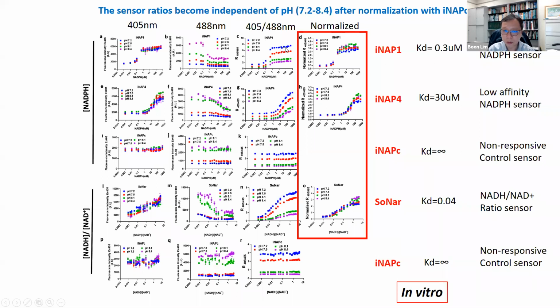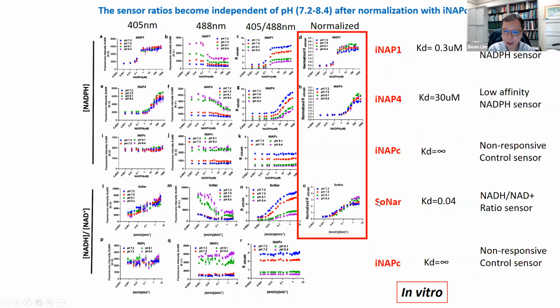So this is no good, because when there are changes, there could be changes in NADPH level or change in pH. So in order to solve this problem, we have also introduced a non-responsive control sensor called iNap-C. And then if we use iNap-C to carry out normalization, then we can see that both sensors, okay, this is the normalized ratio between 405 and 488. And then this becomes not pH dependent.